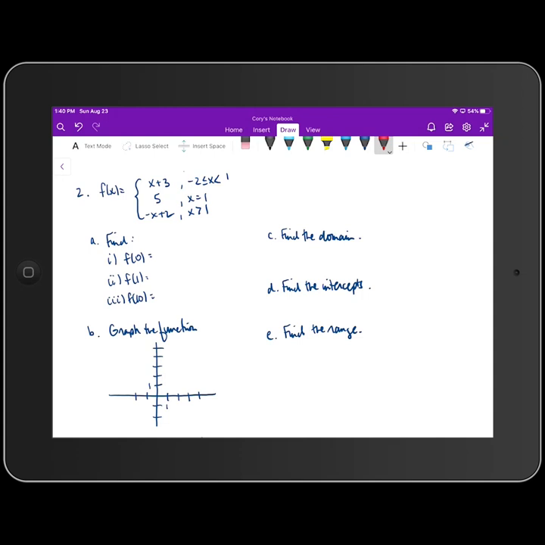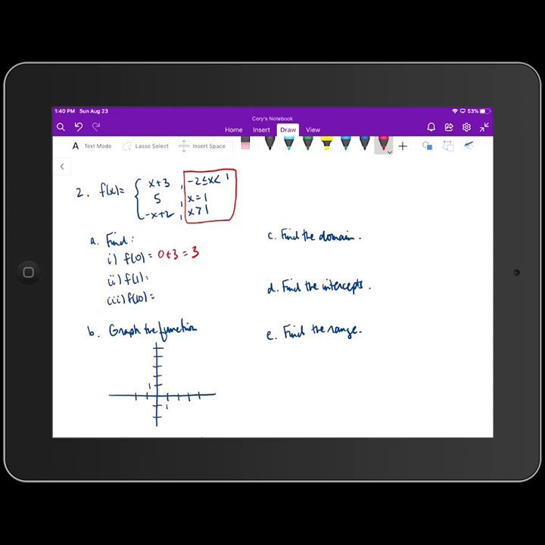All right, so let's go ahead and look at this example. So for part A, if we want to find f of 0, we want to see where 0 fits in our domains. And we see that 0 is going to fit that top inequality because 0 is a value in between -2 and 1. So we're going to plug 0 in the place of x in that function, which makes 0 plus 3, which makes the output for that function 3.